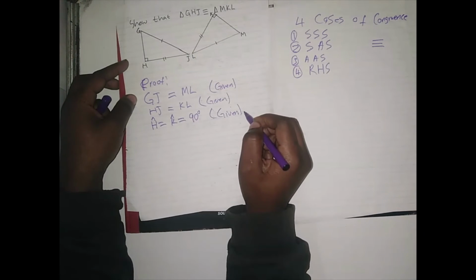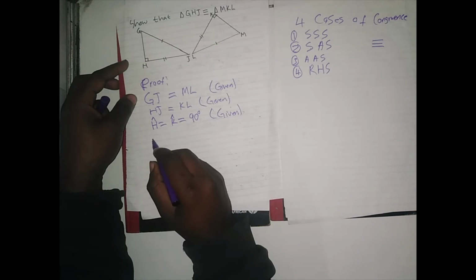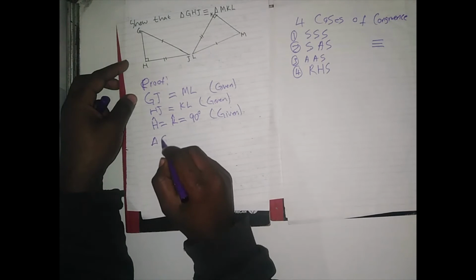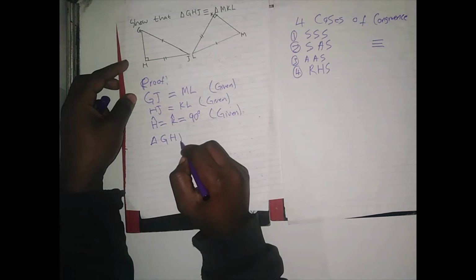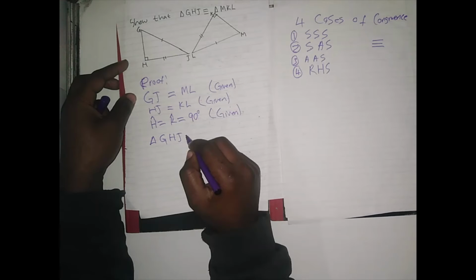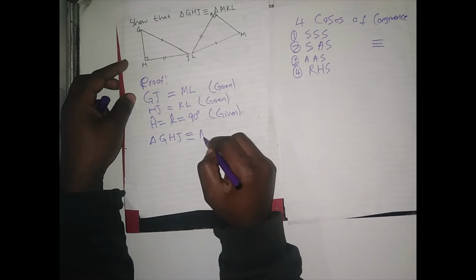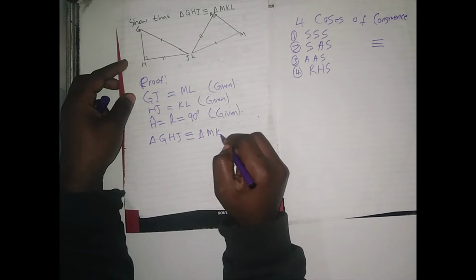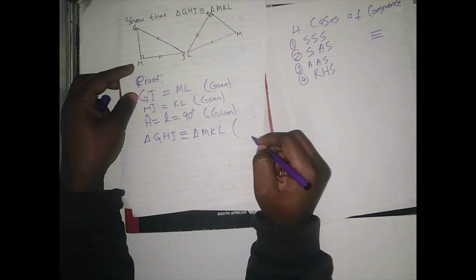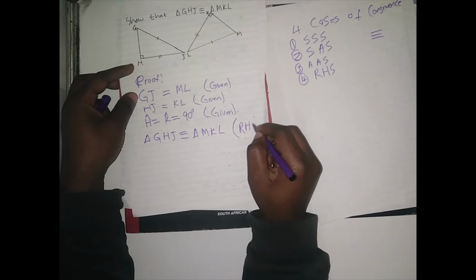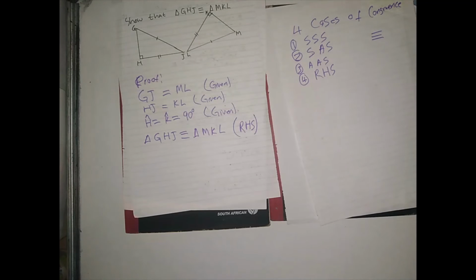So you've got two sides and an angle. So basically, you've got triangle GHJ, which is congruent to triangle, so triangle what? Triangle MKL. Now, what is the reason for this congruence? It is RH, right hand side. You've got one of the angles being a 90 degree angle. That's what causes congruency. All right. Wonderful.